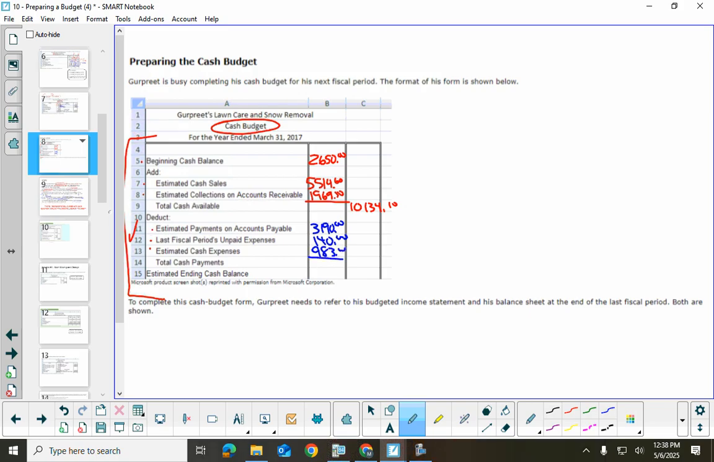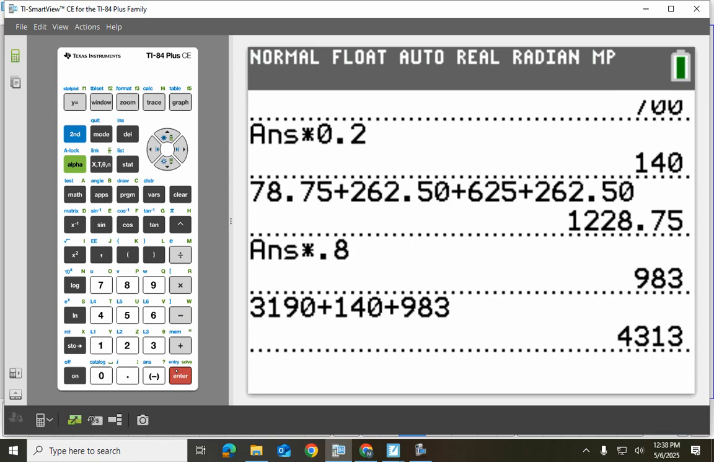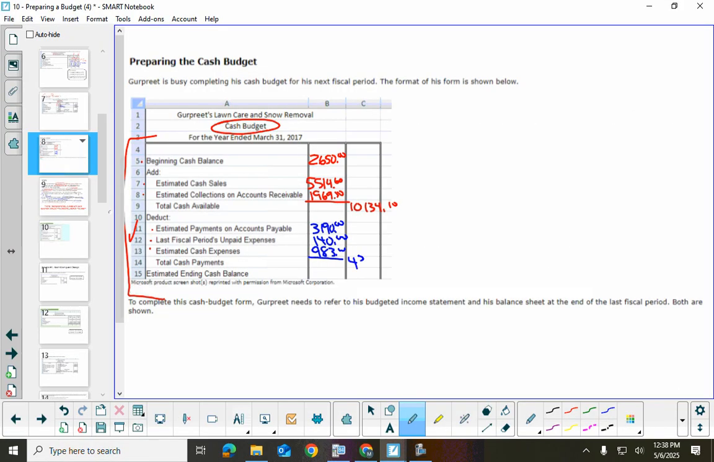Okay, so total cash, put that in the other column. So 3190, 140, and 983. So 4313. So estimated ending. Notice here it says add, and here it says deduct. So we're going to take this and minus that.